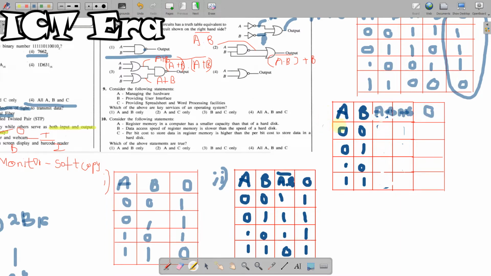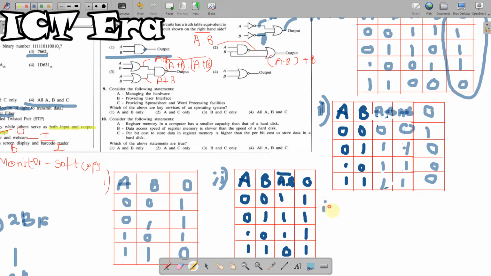Okay, A plus B. 0 plus 0, 0. 0 plus 1, 1. 1 plus 0, 1. 1 plus 1, 1. Likewise again the same thing. Then we have to multiply these two and write the opposite one. 0 times 0, 0, so 1. 1 times 1, 1, but it's 0. 1 times 1, 1, but it's 0. 1 times 1, 1, but it's 0 because of the bar value.